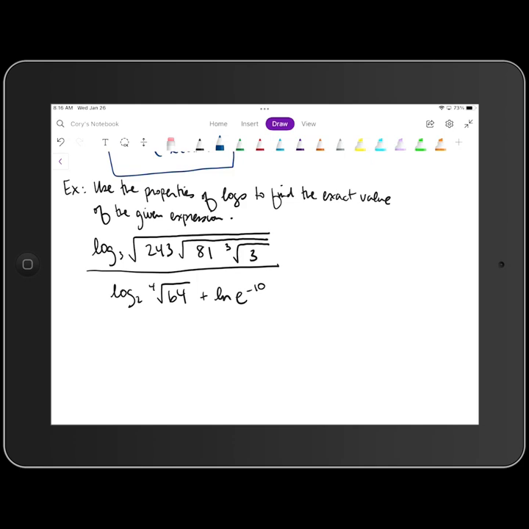I definitely want you to pause the video to try to give this one a try. And then when you think you've worked it through correctly, you can turn it back on and check to see how you did.